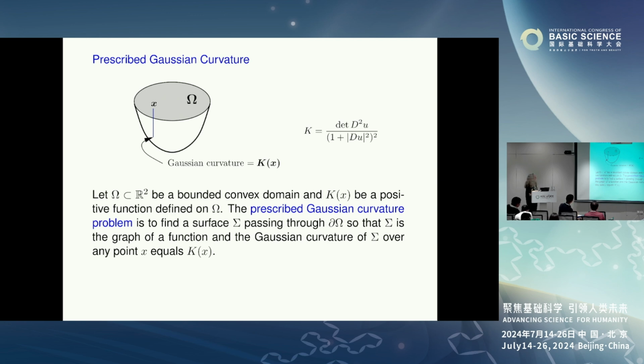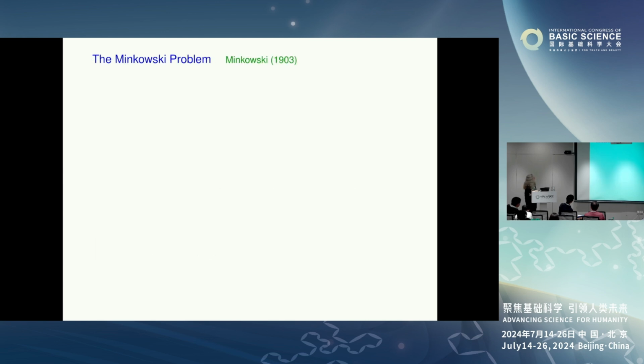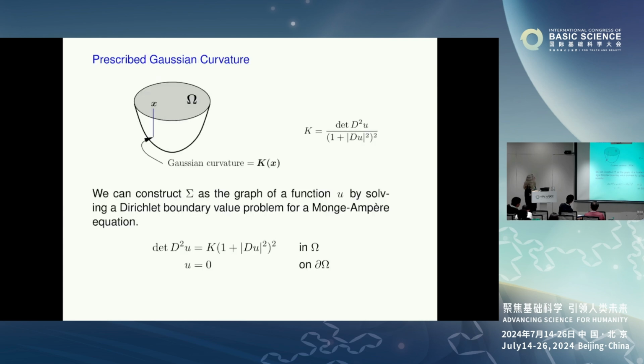We can construct sigma as the graph of a function u by solving a Dirichlet boundary value problem for a Monge-Ampere equation.